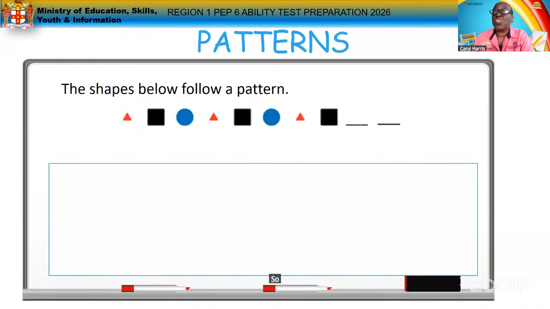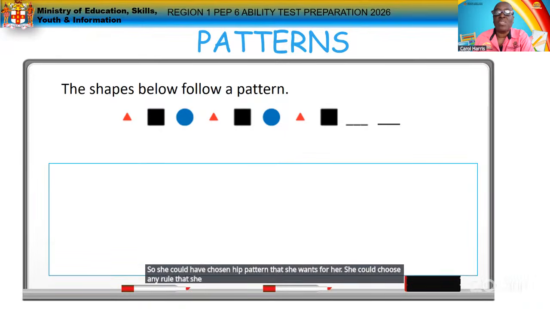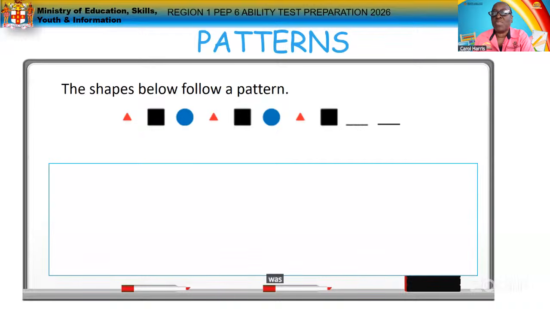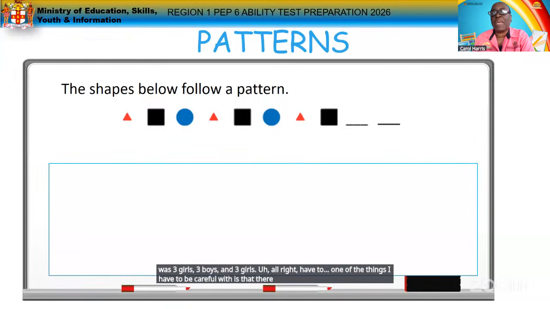So she could have chosen any pattern that she wants. She could choose any rule that she wants in order to create her pattern. Two boys and 3 girls, 3 boys and 3 girls. One of the things you have to be careful with is that there's enough place for you to develop that pattern. So depending on the number of persons in the class and so on, you decide on the pattern. Let's move to the one on our screen now.